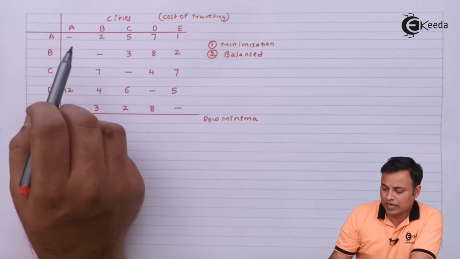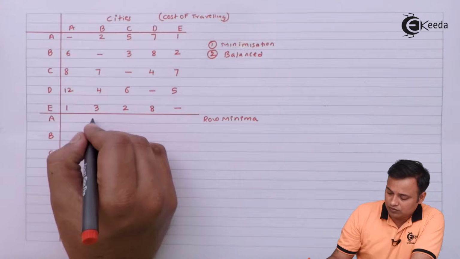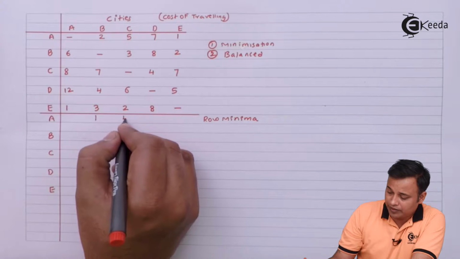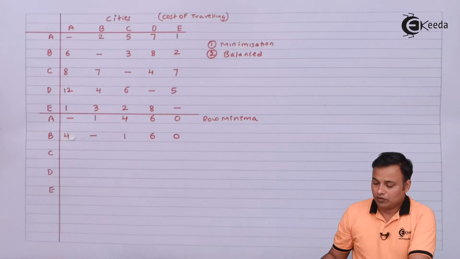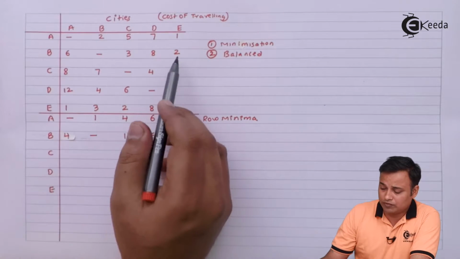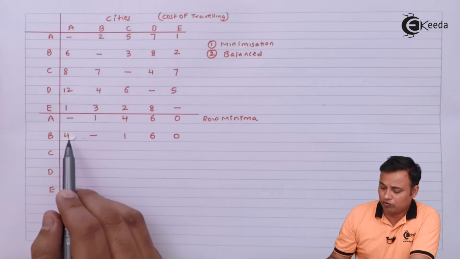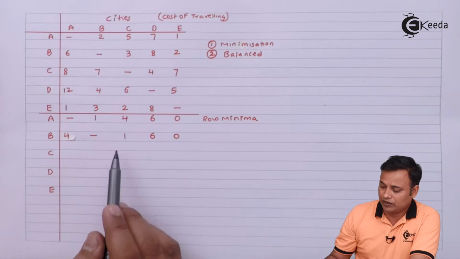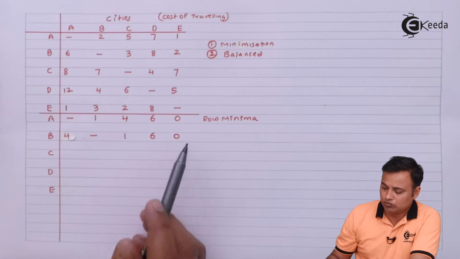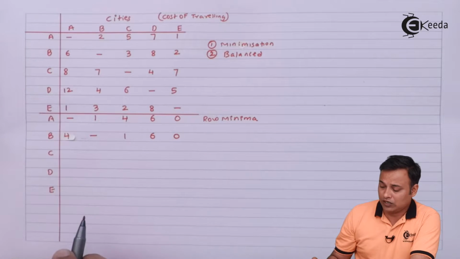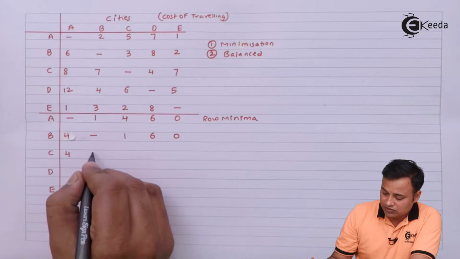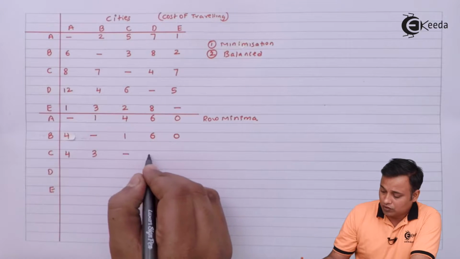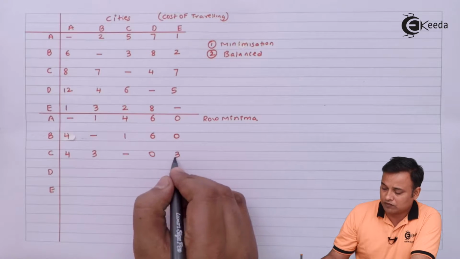In my first row, I have the lowest number as 1. So 2 minus 1, 5 minus 1, 7 minus 1 and 1 minus 1. In my second row, the lowest number is 2. So 6 minus 2 it will be 4, 3 minus 2 is 1, 8 minus 2 and 2 minus 2. In my third row, my lowest number is 4. So 8 minus 4, 7 minus 4, 4 minus 4 and 7 minus 4.